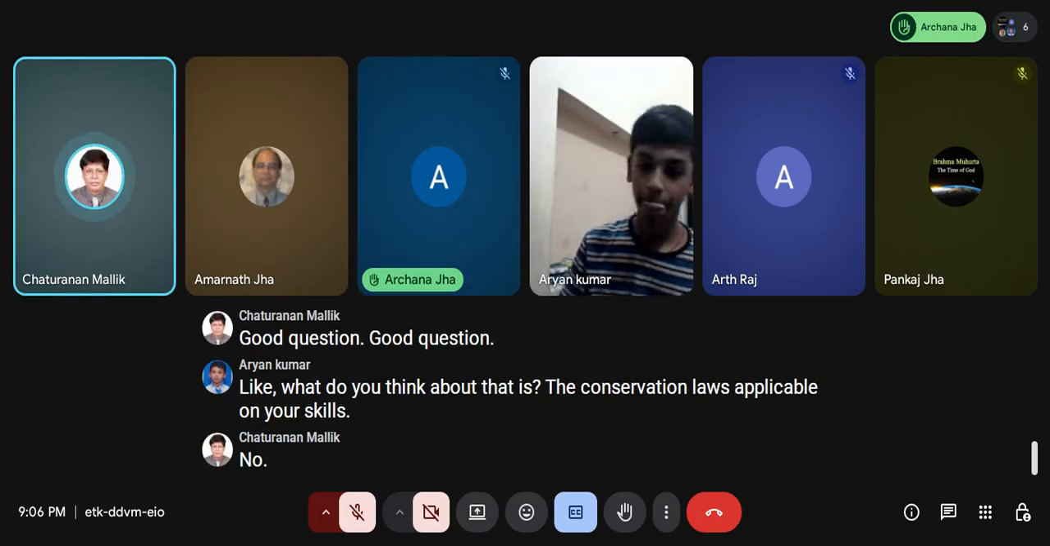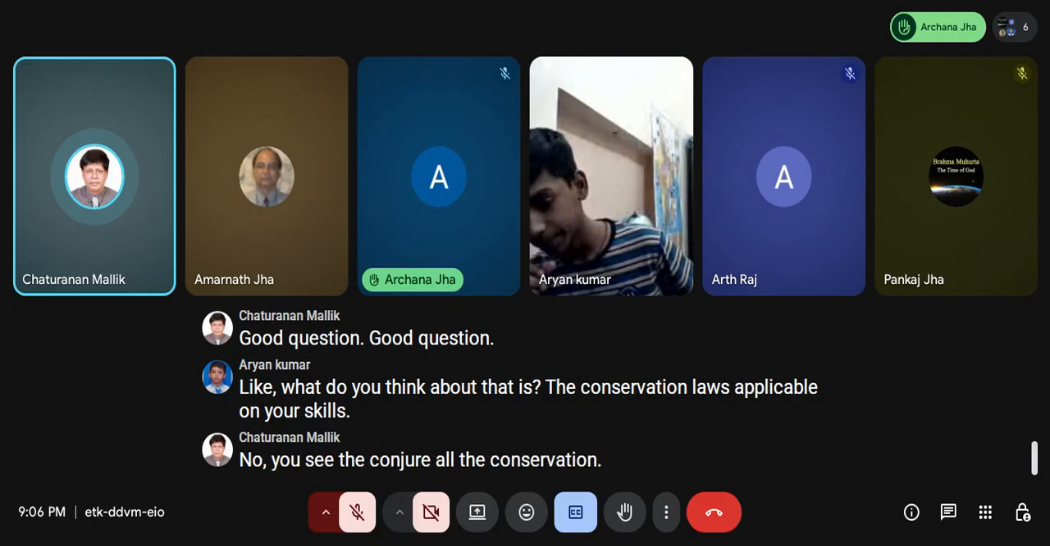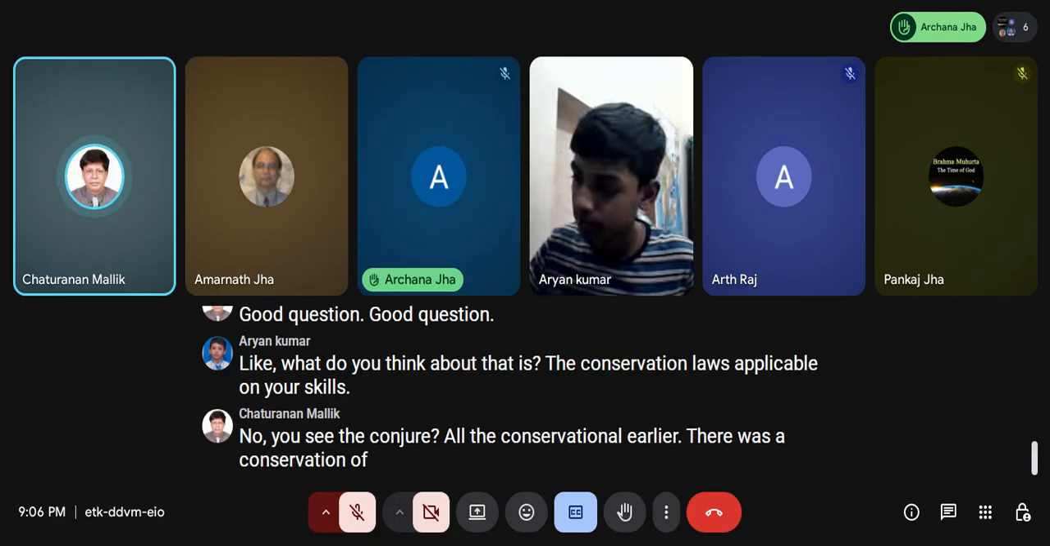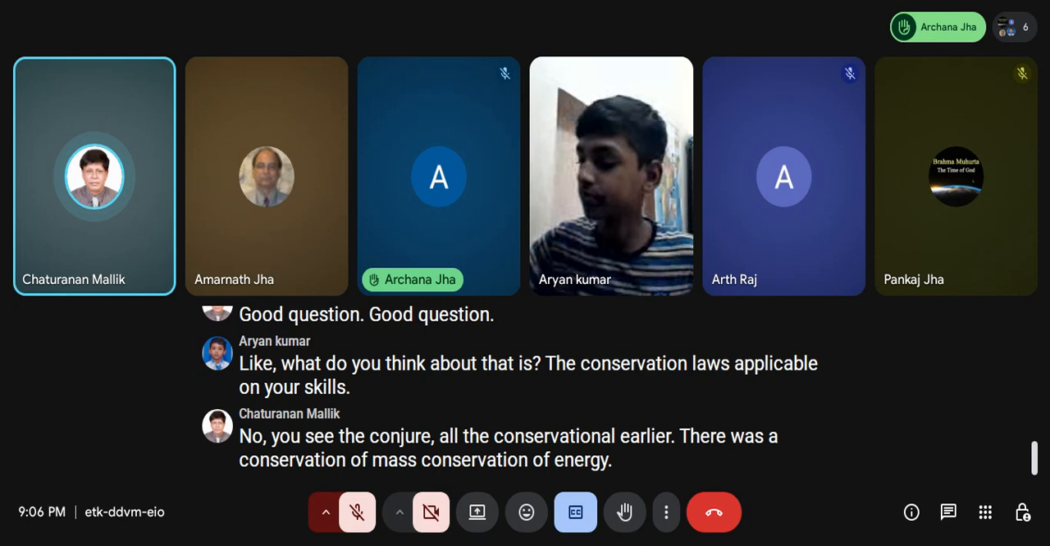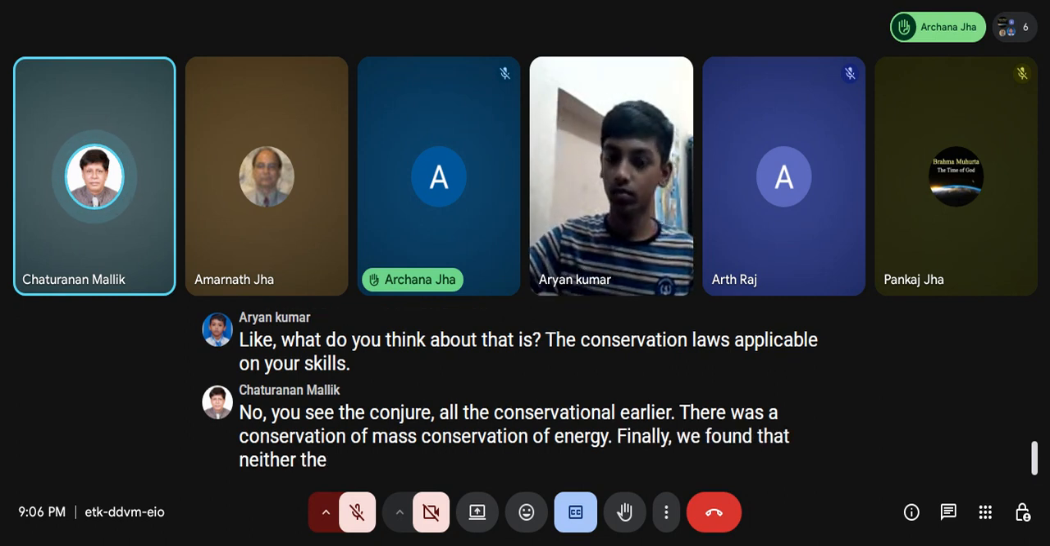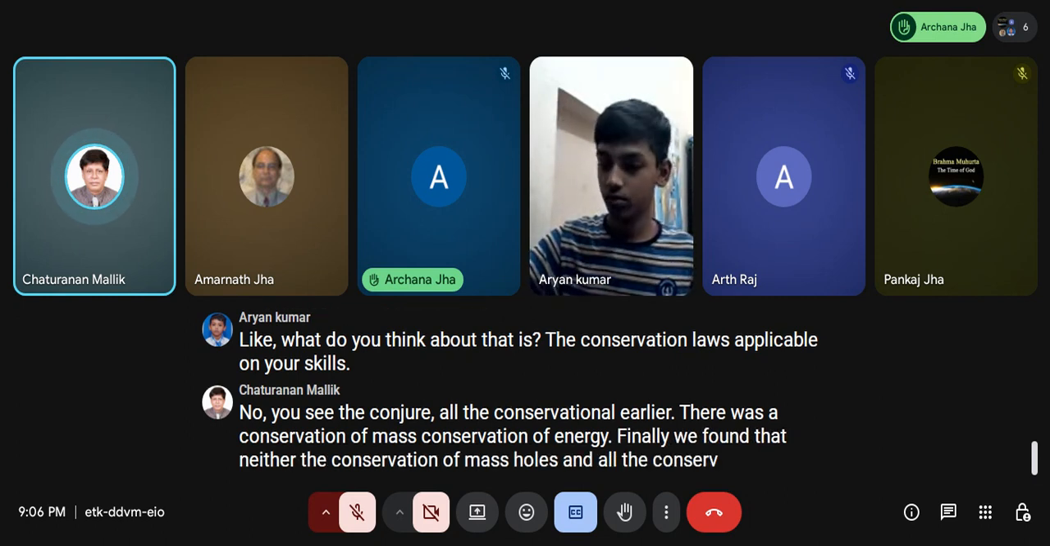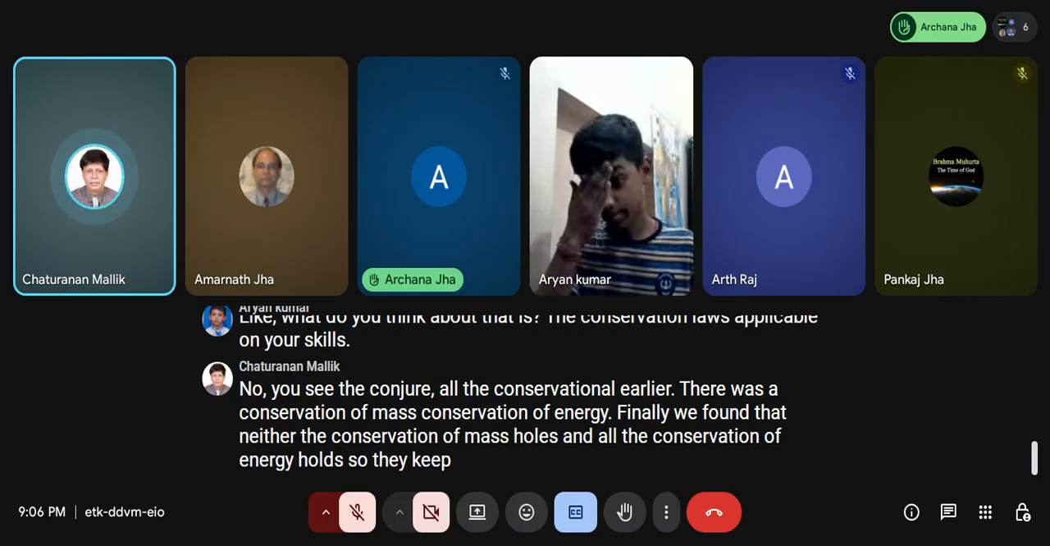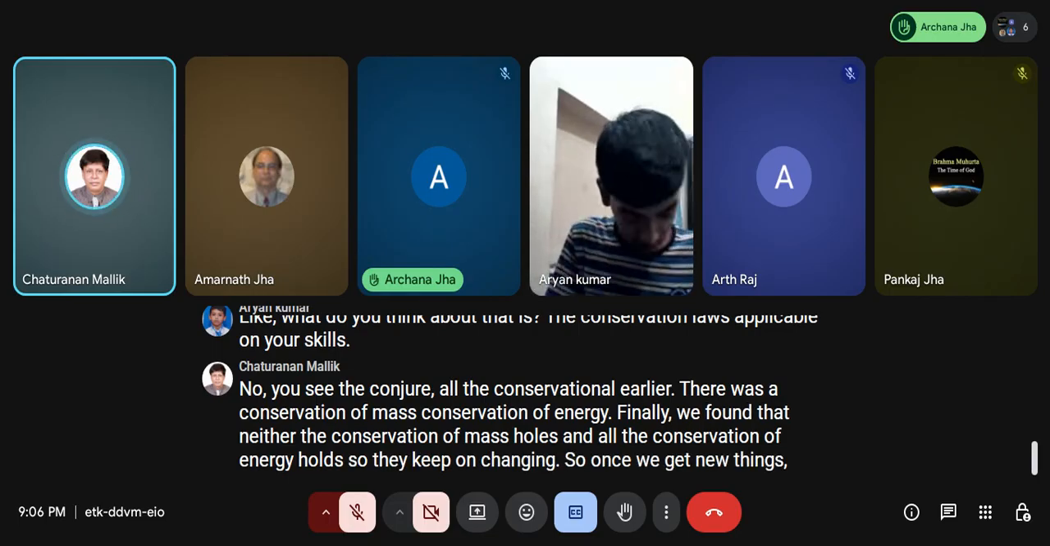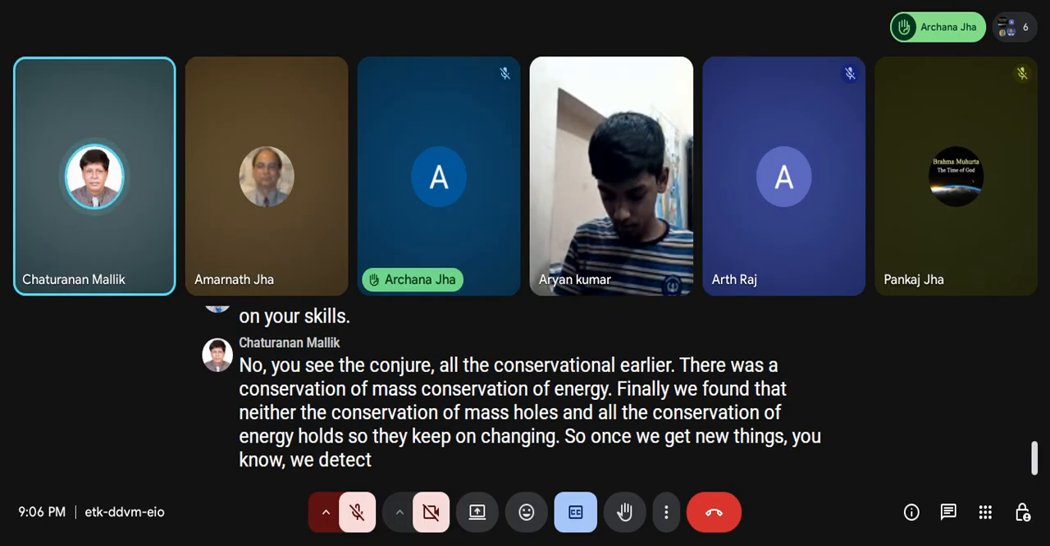All the conservation laws: earlier there was a conservation of mass, and conservation of energy. Finally, we found that neither the conservation of mass holds nor the conservation of energy holds. So yes, they keep on changing. Once we get new things, we detect them and we have to know whether it conserves or not.